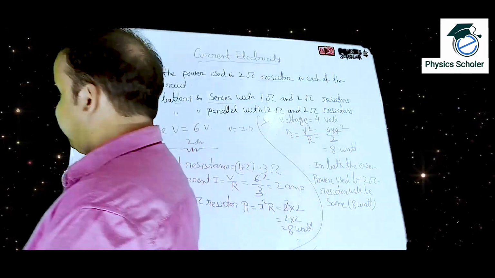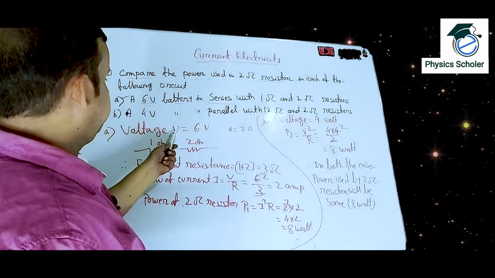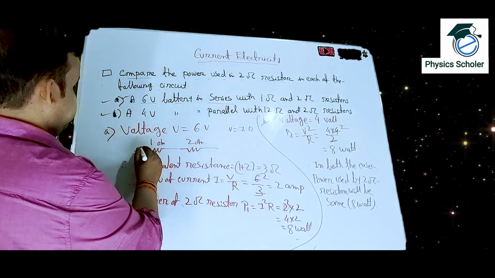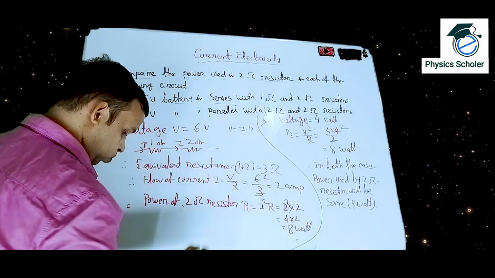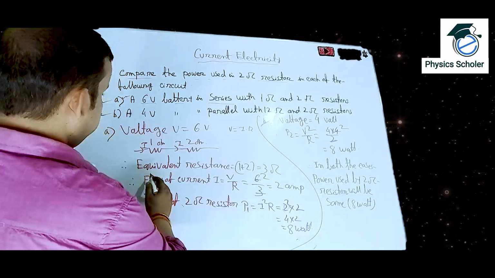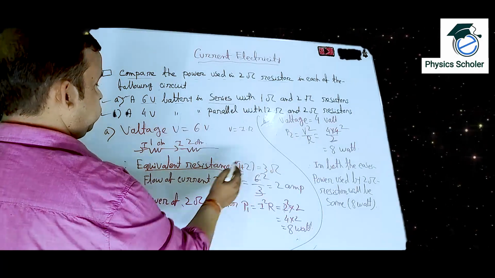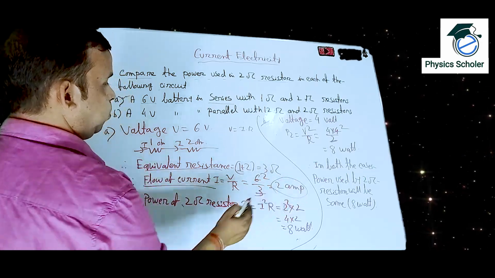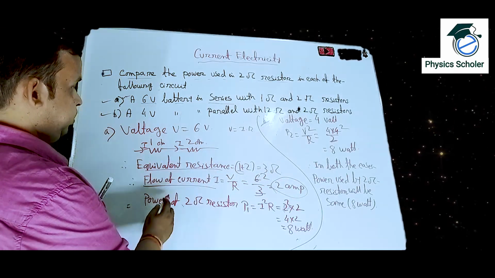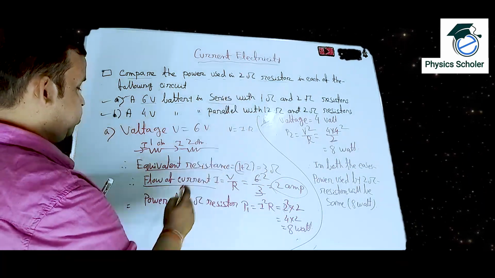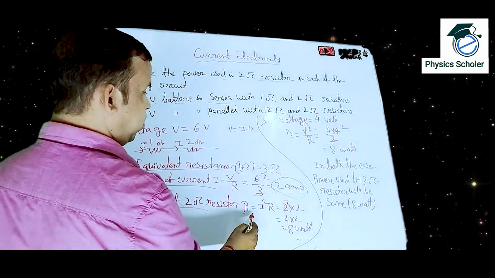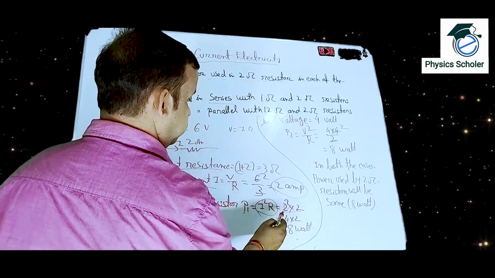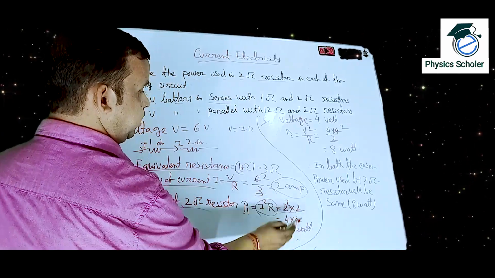So I am now explaining it once again. Voltage V is equal to 6 volt given. So in case of the series, the same current will flow. Okay. So now the equivalent resistance will be 1 plus 2 is equal to 3. Flow of current I is equal to V by R. So we are finding the flow of current. That will be the same for each resistance, as they are connected in series. So power P1 is equal to I square R. This is another formula. I have shown this. So I means 2. So 2 square into 2 means 8.